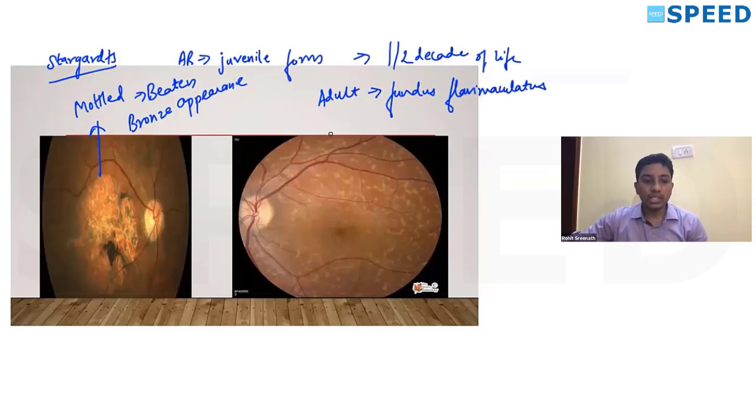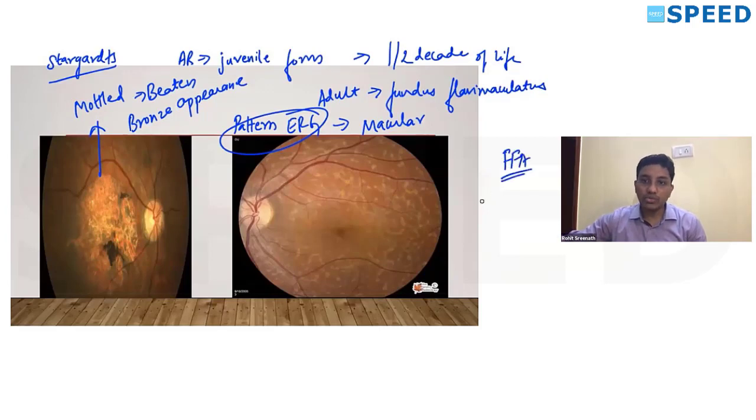Fundus flavimaculatus. So you remember which kind of ERG is affected. Whenever we have to study the macula, remember the pattern ERG is best. The pattern ERG typically is affected in patients with Stargardt's disease. So any macular pathology you want to study, always go in for a pattern ERG, which will be abnormal in Stargardt's disease. Also remember, important is the FFA finding.